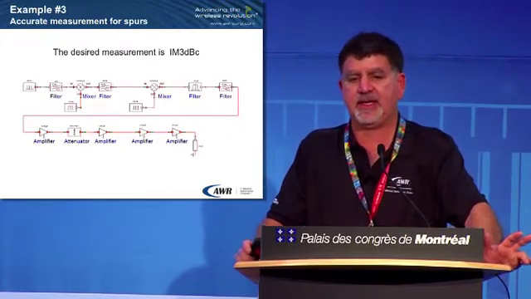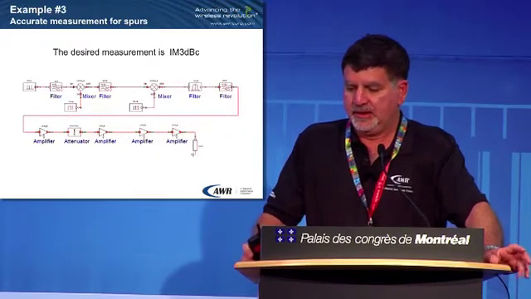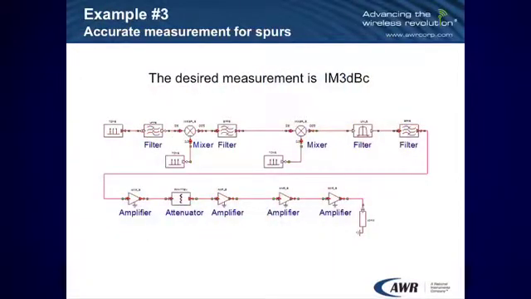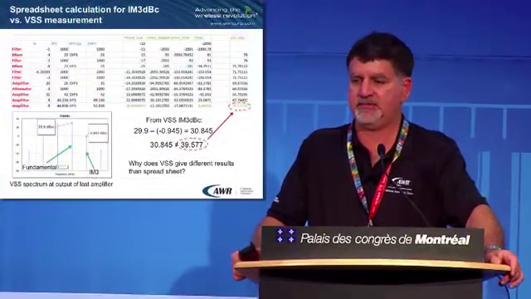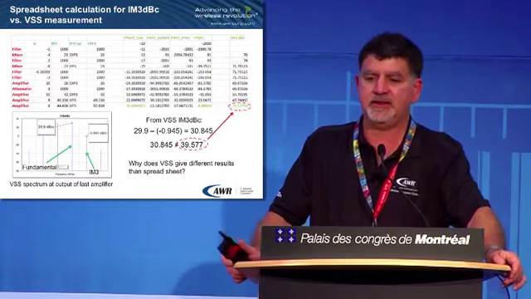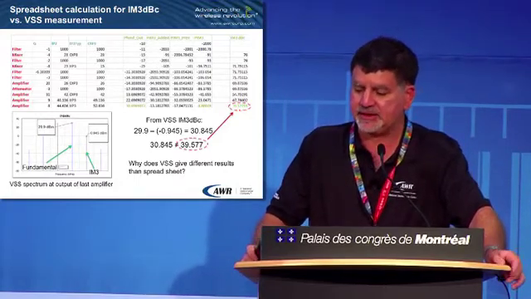Let's look at a little more complicated example. The goal here is to measure the ratio of the third order intermodulation product to the carrier, IM3 dBc. We're going to go through the process of using a typical spreadsheet, and then we're going to build the system in Visual System Simulator. And once again, we see that the tool doesn't agree with standard measurements. The answer, we'll find out why, but the question is, is the tool wrong? Why doesn't the tool give me the same numbers as the Excel spreadsheet?